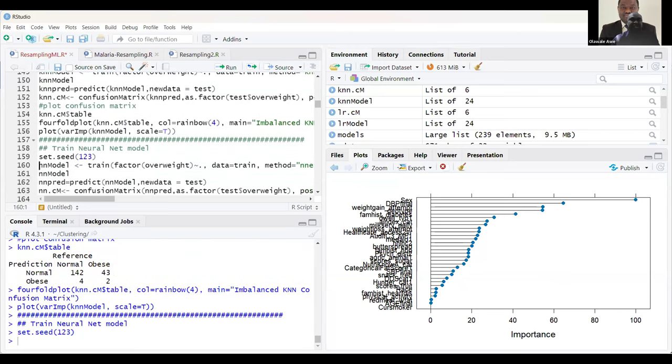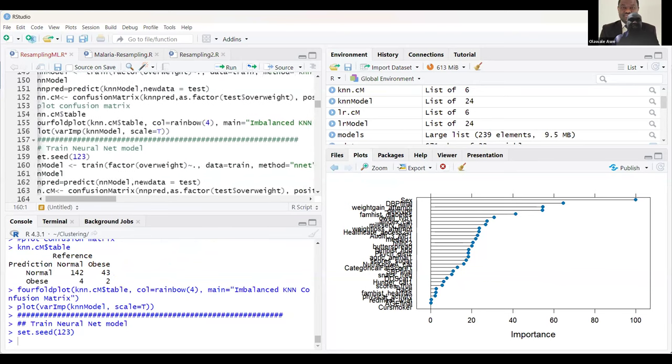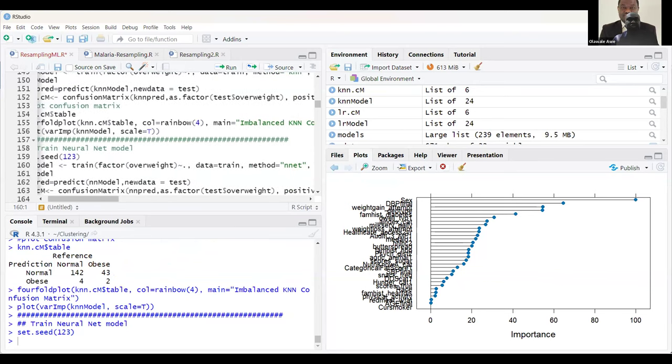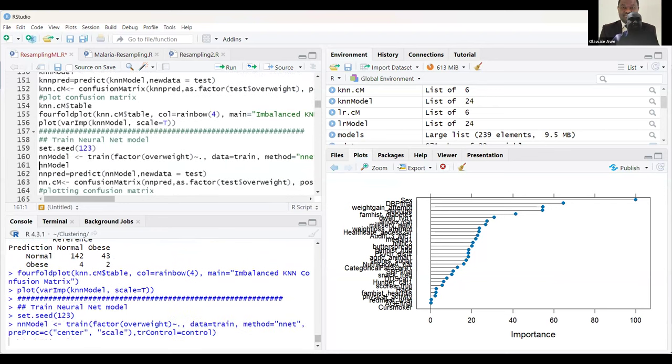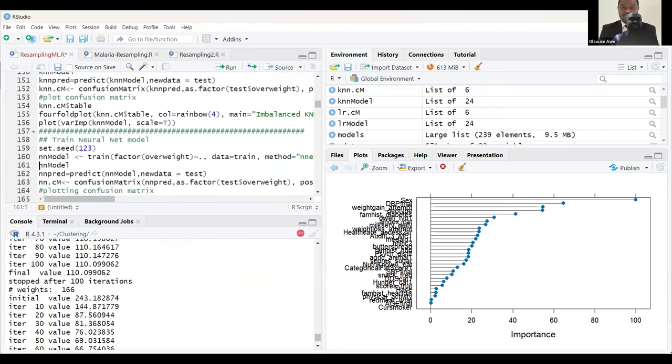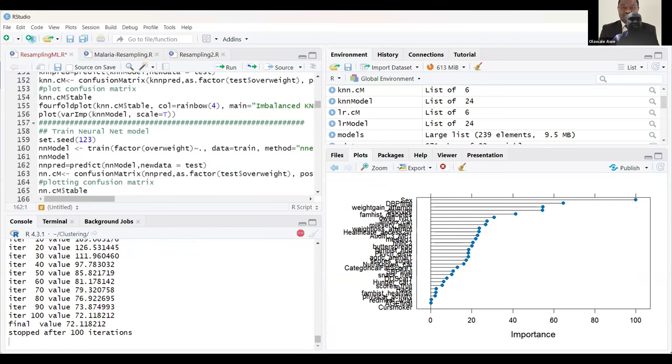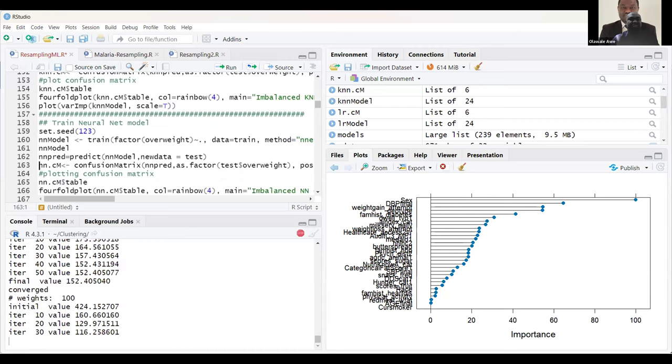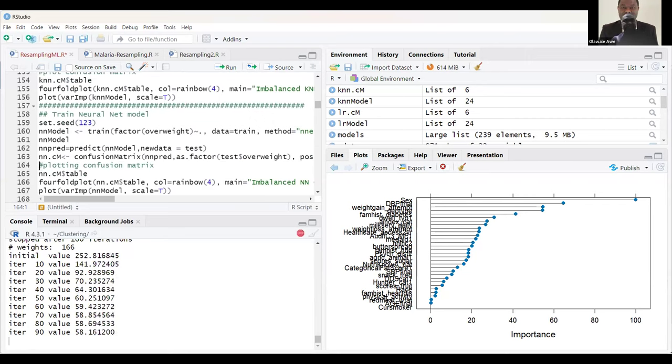Then let's go ahead and do the neural network model the same way. The only thing that will change here is nnet. Caret is so wonderful. Now, let's have it. It's taking a little bit more time to run. Let's wait for it a bit.